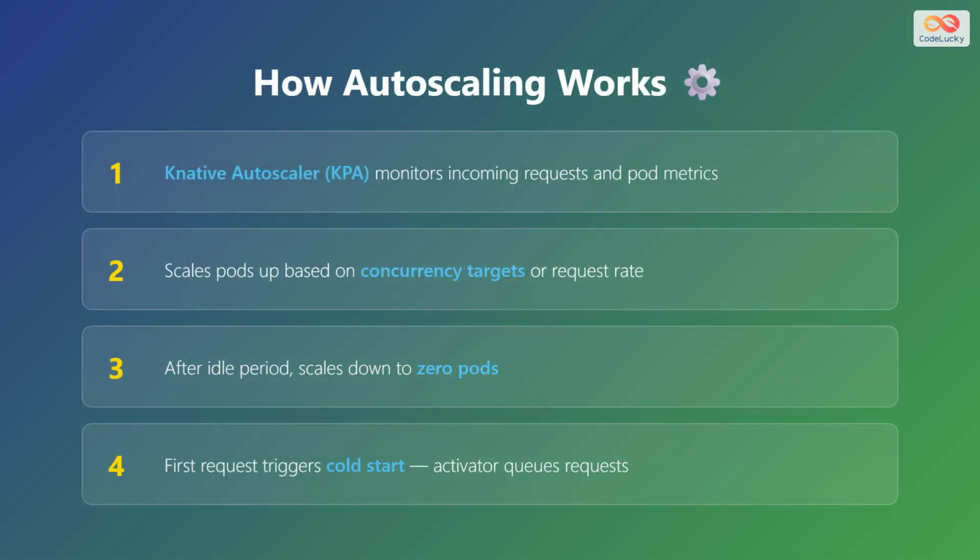Let's understand how the auto-scaling mechanism works in Knative Serving. Step 1. The Knative Pod Autoscaler, or KPA, continuously monitors incoming requests and pod metrics to understand the current load. Step 2. Based on concurrency targets or request rate thresholds, it scales pods up to handle increased traffic. Step 3. After an idle period with no incoming requests, the autoscaler scales your application down to 0 pods, freeing up all resources. Step 4. When the first request arrives after scaling to 0, this triggers what's called a cold start. The activator component queues these incoming requests while new pods are being created and initialized to handle the traffic.